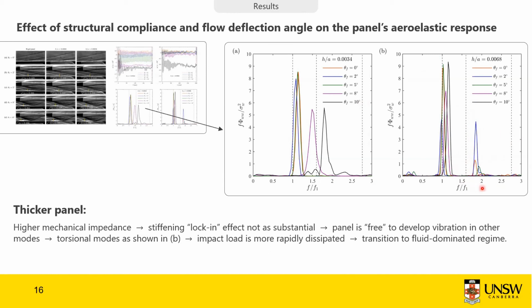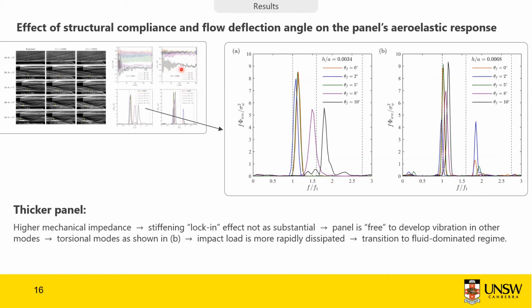So what happens is that since we have higher order modes now, the impact load from the flow arrival is more rapidly dissipated. And then we do have transition to a fluid dominated regime. And that's actually shown by the pure signal collected from the structural deflection in here. But that's really portrayed in the power spectrum density.